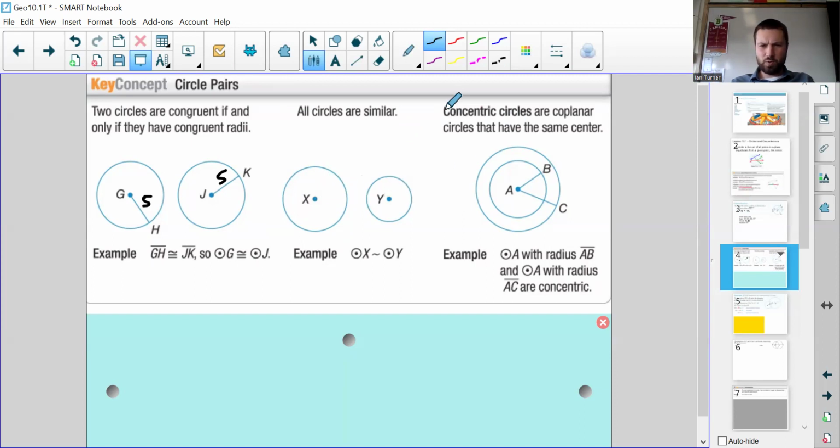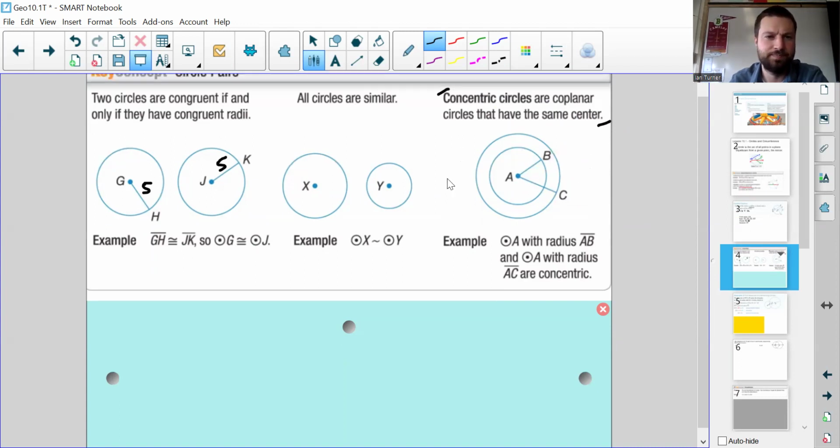And then we got this other cool one. Concentric circles. Concentric circles are coplanar circles that have the same center. So there are circles that are in the same plane that have the same center, but they might be different sizes, and those are concentric. They're like within each other, like a Russian nesting doll. You know what I'm talking about?